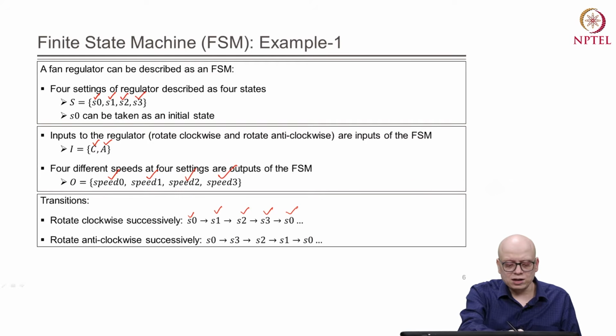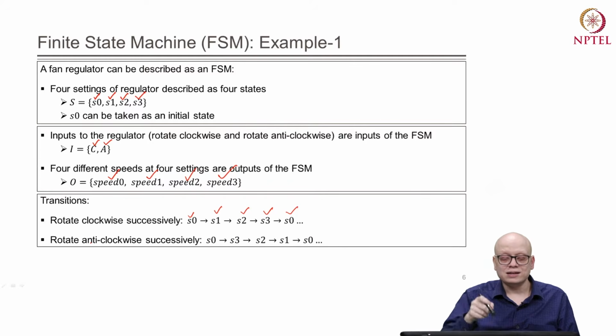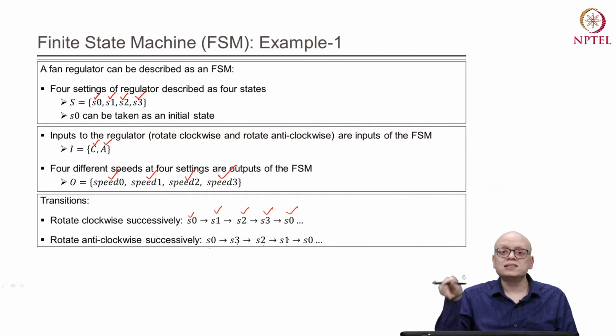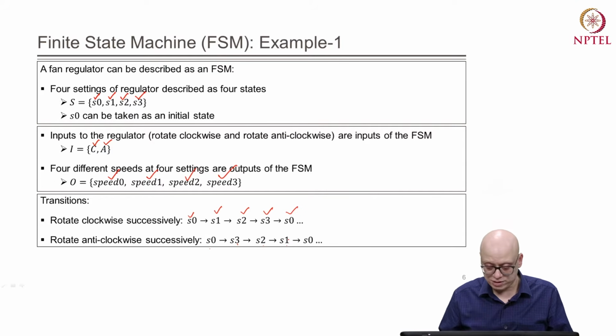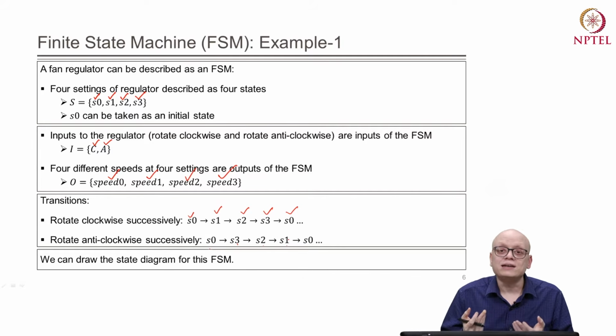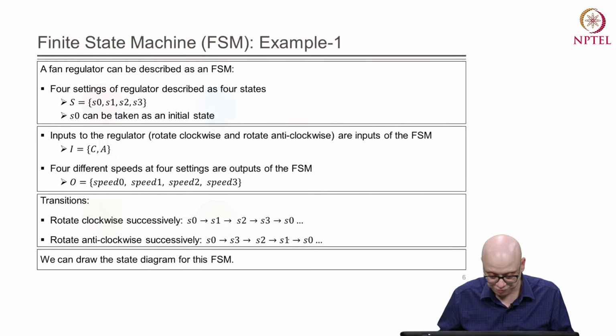Similarly, there will be a rotate anti-clockwise, right. So, whenever from a given state we rotate anti-clockwise, we go from say S0 to S3, then S2, then S1 and then again reach S0. So, these are the state transitions that are defined for a fan regulator. Now, how can we represent this in terms of a state diagram? Let us look into that.